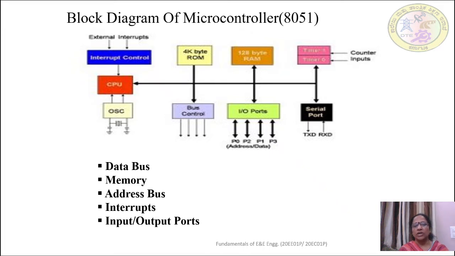It also contains the bus control unit that controls all the buses. IO ports are there. The microcontroller 8051 contains a total of 4 input output ports: port 0, port 1, port 2 and port 3. And further it also contains a serial port, which has one incoming and one outgoing line, that is the receiver as well as the transmitter.